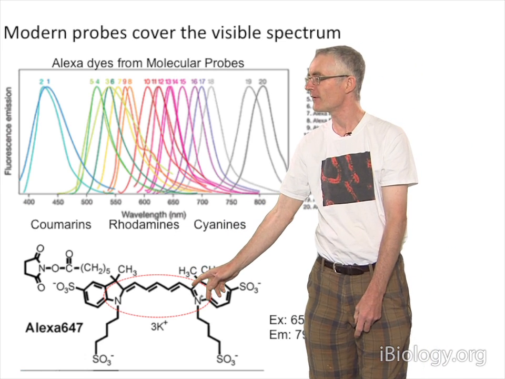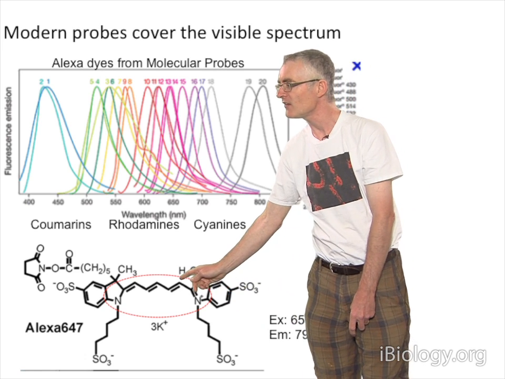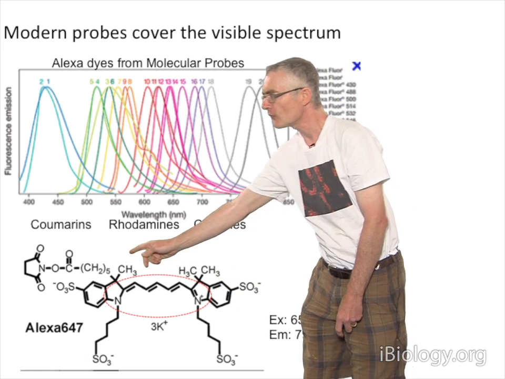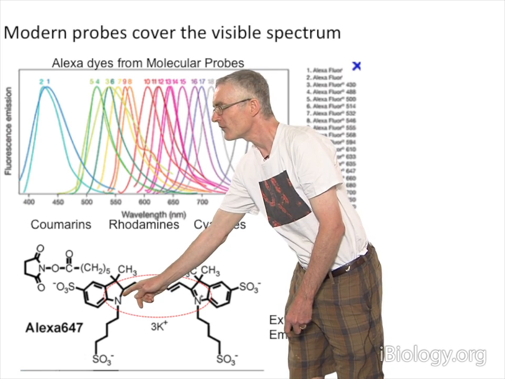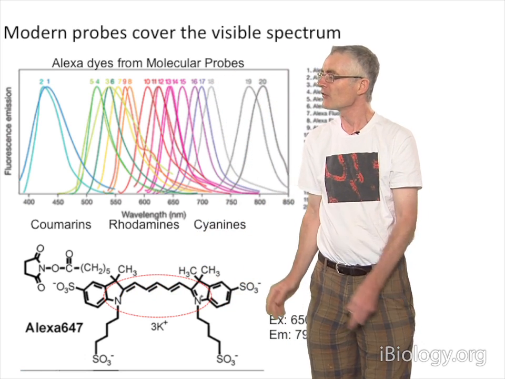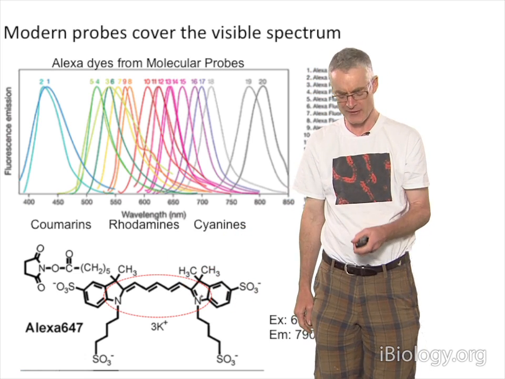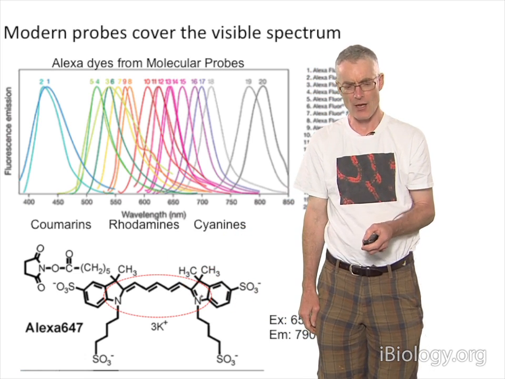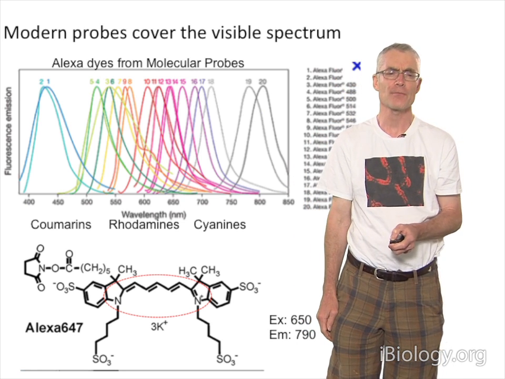Here's an example of one of these long wavelength ones. This is a particular favorite in my lab, Alexa 647. This is a cyanine type dye. You can see here this really extended orbital, and again, it's symmetrical. This nitrogen is donating, this one's accepting, but they're symmetrical. And so this is the fluorescent part of the molecule, and I'll come back to this molecule later and talk about some of the other features of it, which are important for practical use, like labeling proteins.